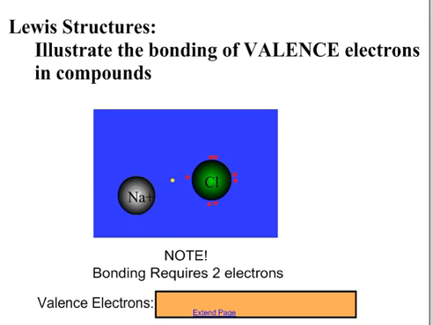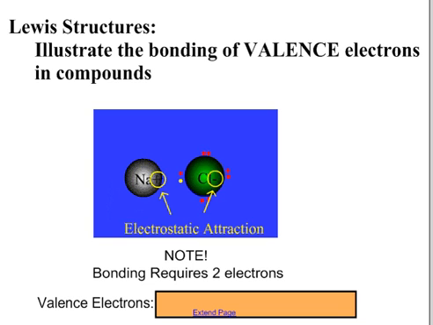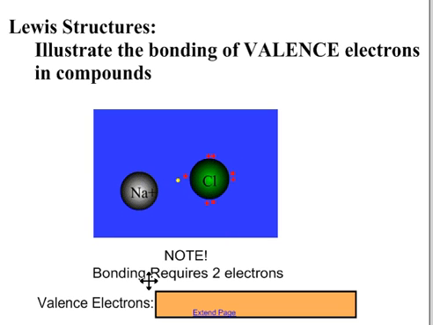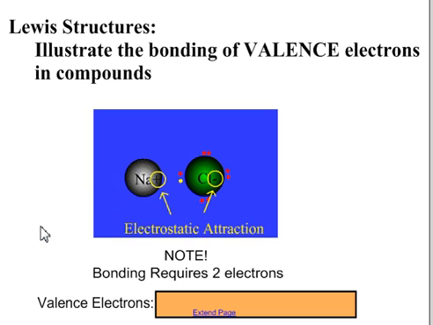This lesson's on drawing Lewis structures. The purpose of Lewis structures is really to illustrate the bonding of the valence electrons in both ionic and molecular compounds. Lewis structures look like this, with little dots that represent the number of electrons that a particular atom has, and the exchange of those electrons between atoms to form these chemical bonds.